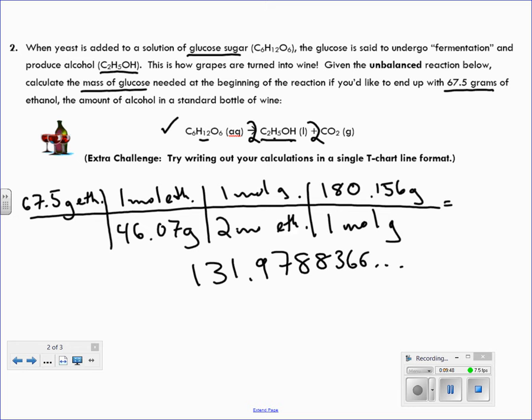Big number. Okay, I'm looking at my numbers. These are the numbers that I'm going to look at to determine how many sig figs I have. It looks like I can keep 3, so my answer will be 132 grams. All right, last one.